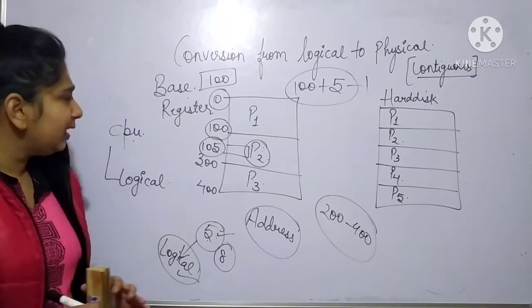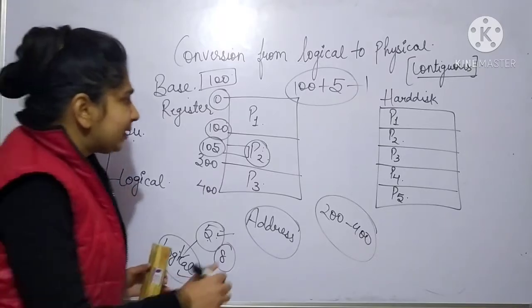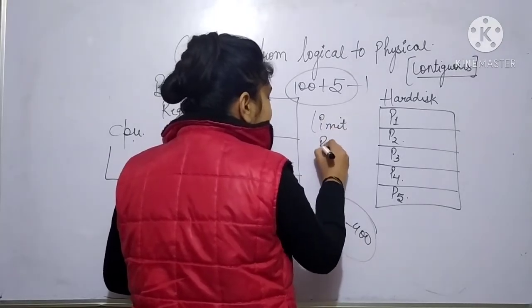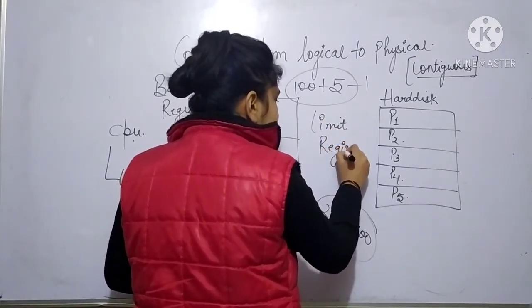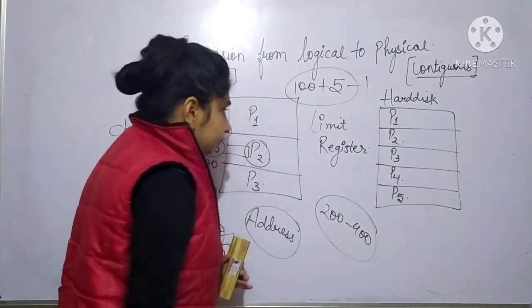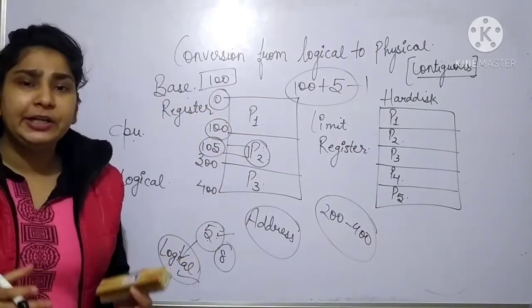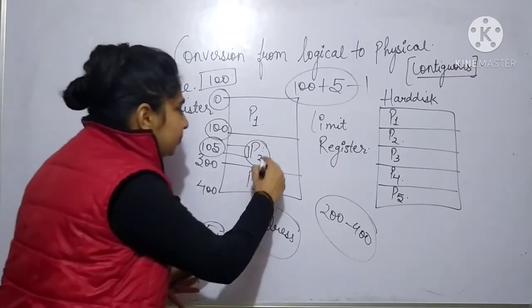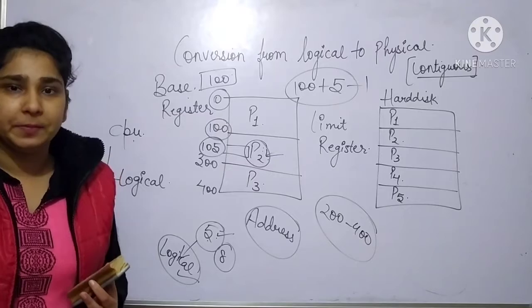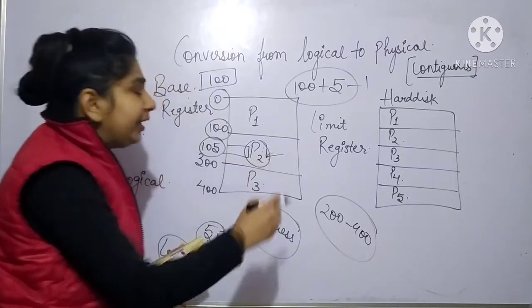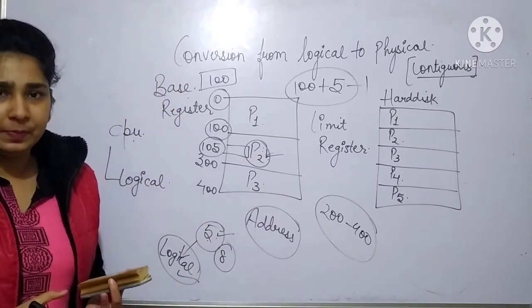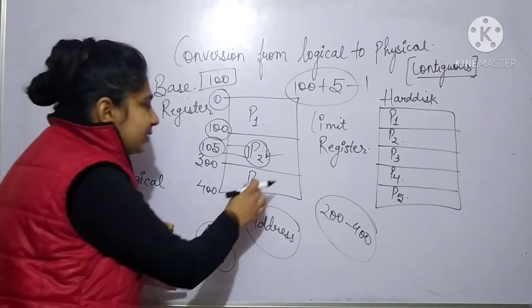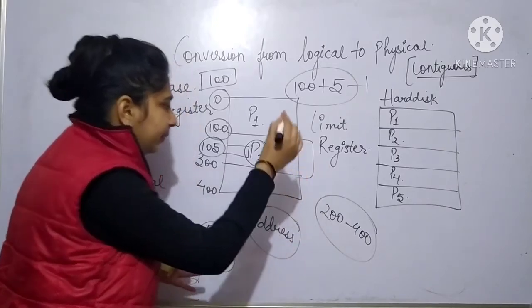And now let me tell you one more thing. We also have a limit register. We also need to take care where your process P2 is going to stop, where your process P2 is getting ended. Limit register means where your process P2 is getting ended.